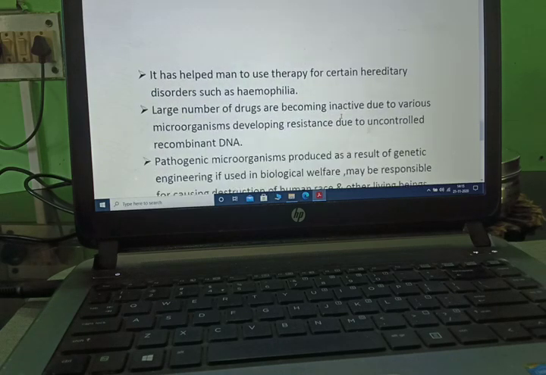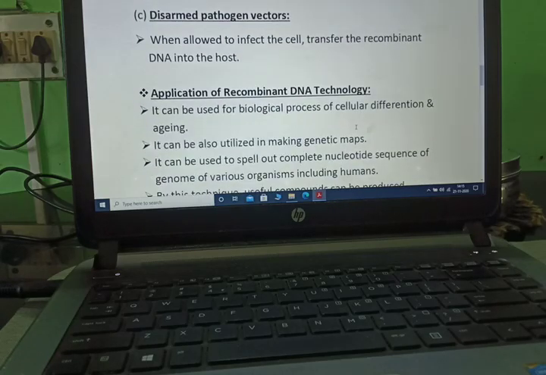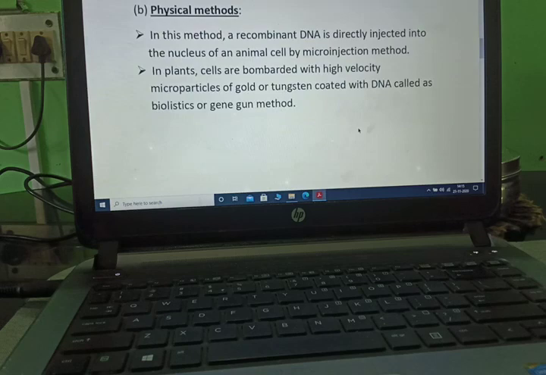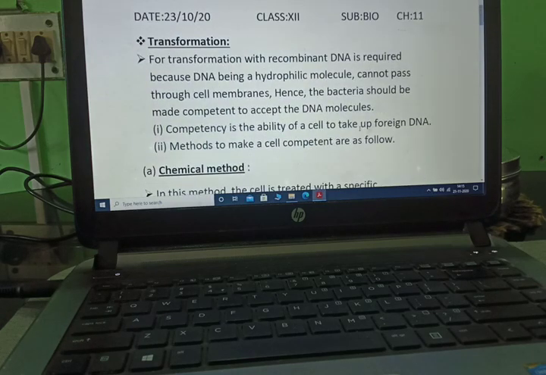So, today we have done application of genetic engineering and DNA technology, then different methods of transformation we have studied, and with this our chapter is completing.